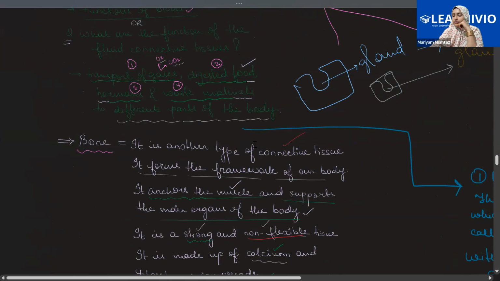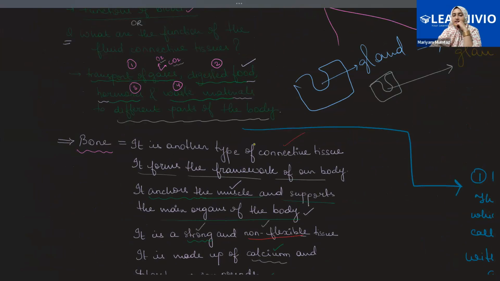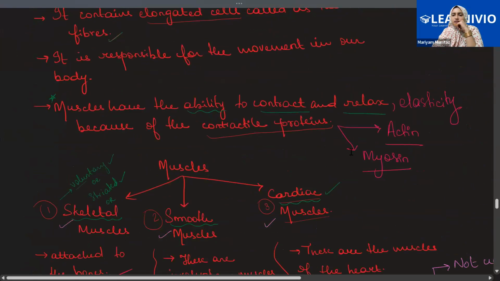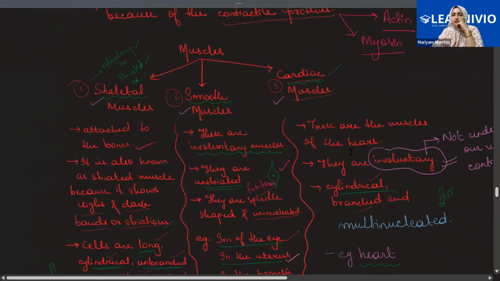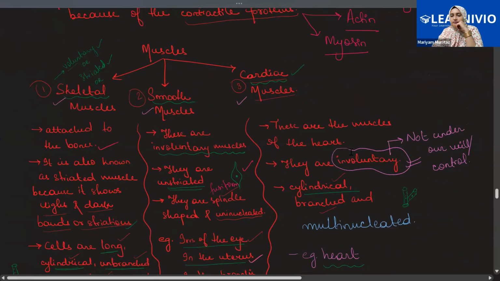Now we know that bone is yet another kind of connective tissue. Now, the skeleton that we have. Ma'am, bone is also done. Yes, ma'am. I think bone is also done. Muscular tissues were also done. No, ma'am. We didn't do muscular tissues yet. It is left. We haven't done this? No, ma'am. We have to start from muscular tissues.